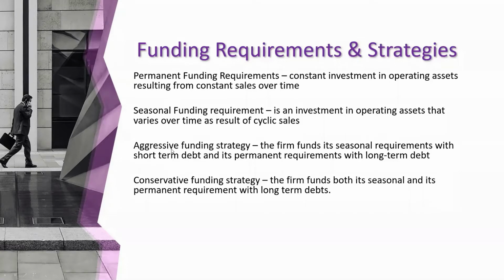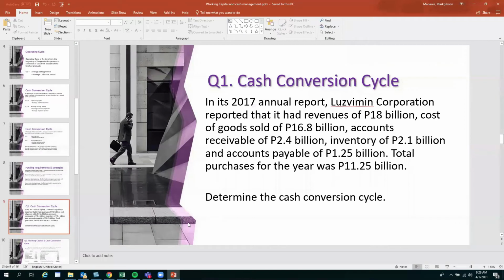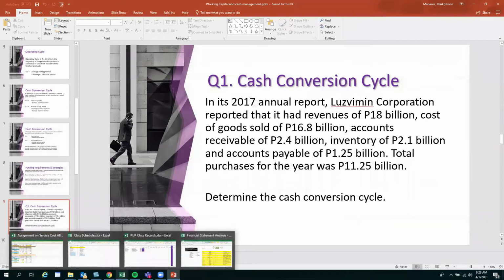So yun yung kaibahan ng aggressive. Pag aggressive, seasonal requirements is financed with short-term debt and permanent requirements with long-term debt. Pag conservative naman, parehas finifinance ng long-term debts. Para mas ma-appreciate, let's go to problem. So problem 1 on cash conversion cycle. Isa-isahin natin, pero this time meron na akong solution.